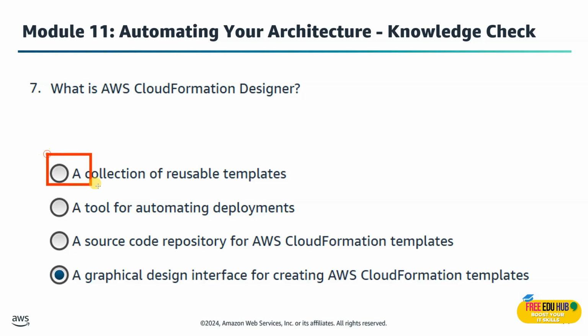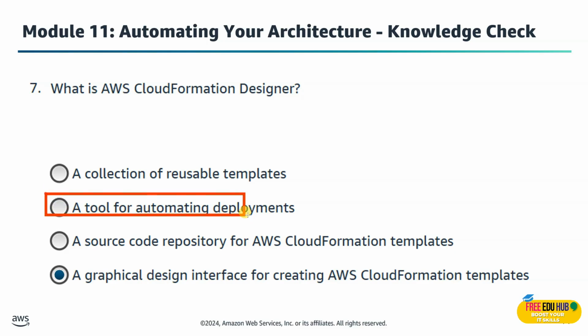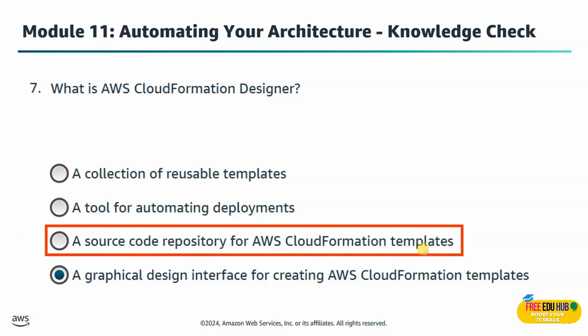If you see the other options, a collection of reusable templates is wrong because that would be the AWS Quick Start or sample template library. If we use the tool for automating deployment, that's wrong; Designer helps create templates, but CloudFormation handles deployments. And we are not selecting a source code repository for AWS CloudFormation templates since that would be something like GitHub or CodeCommit, not Designer.